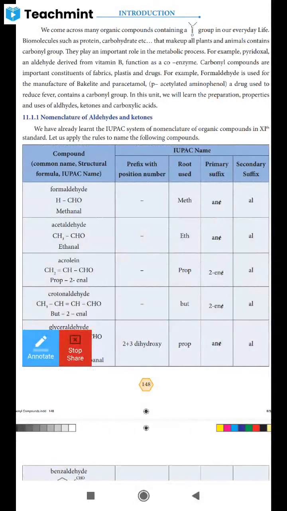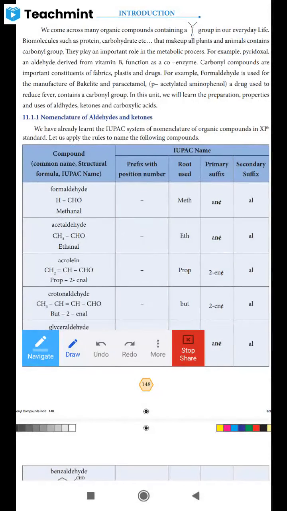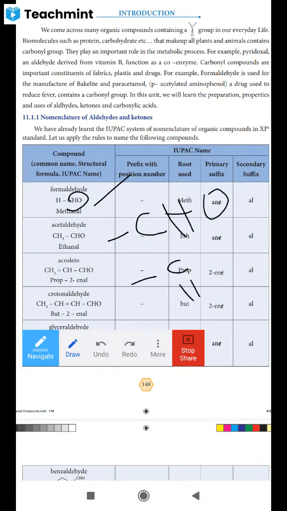You can give formaldehyde as an example. The formula is HCHO. It contains carbon and oxygen in that functional group. So CHO is the functional group for aldehyde, already told. Here you can split it like this: C double bond O, H.